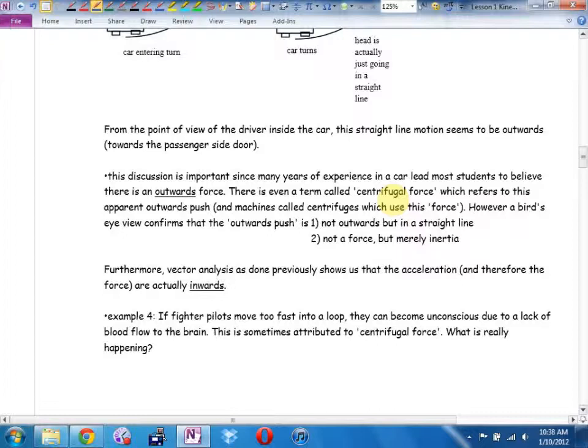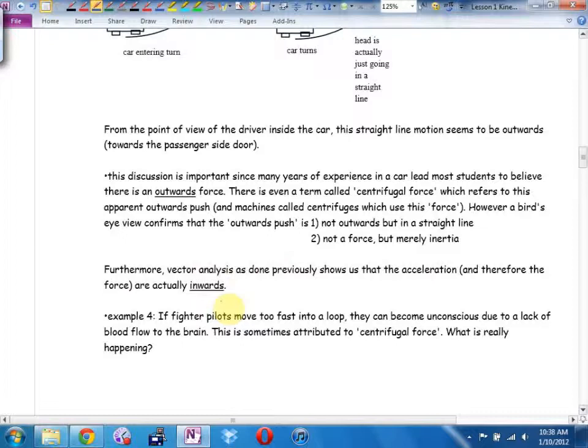I hope you'll agree with me, Brandon. A bird's eye view confirms that the outwards push is not outwards, but actually in a straight line and not a force. It's just your mass wanting to keep going. It's Newton's first law. Your mass wants to keep going in a straight line at a steady speed. Furthermore, our vector analysis done previously shows us that the acceleration and therefore the force are actually inwards. When you're moving in a circle, your net force is towards the center. You can take that to the bank every time. How many of you have gone on a little playground merry-go-round?